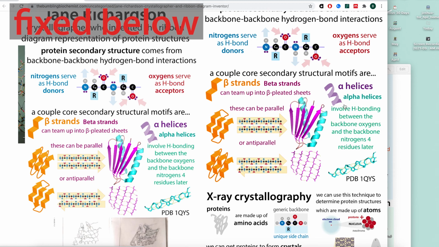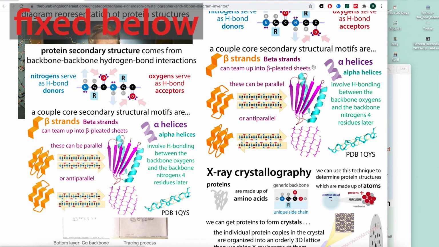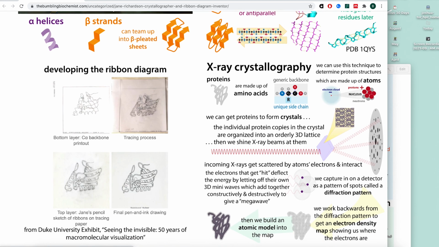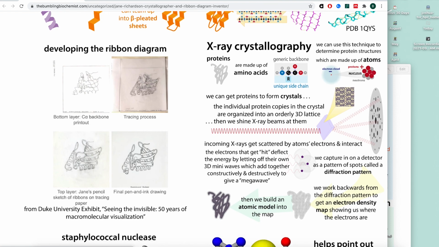And so she represented these beta strands as these arrows, and then the alpha helices as these spirals, these ribbons. And this really helped turn these crazy looking things into something that was really easy to interpret, what was going on in the structure at the basic level.